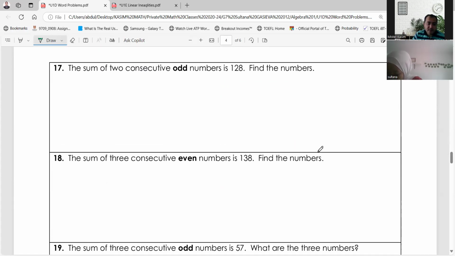Now you do questions 17 and 18. Read question 17 first. The sum of two consecutive odd numbers is 128. Find the numbers. Okay, Sultana, you have 2 minutes. I'm not going to help or give you any hint. After time is up, we'll do it together.